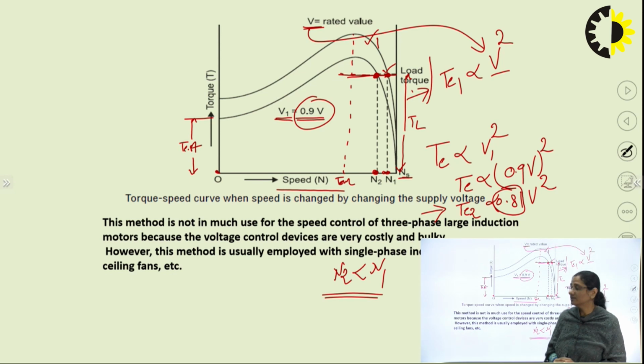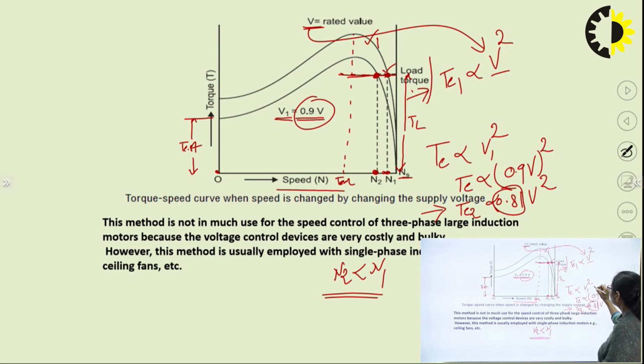The torque developed by the motor gets reduced, as torque developed is proportional to the square of the voltage. So, the new torque is 0.81 V square, or 81% of the previous value. A further reduction in voltage given to the motor will cause a further reduction in the operating speed of the motor. Now, remember, by this method we can only reduce the speed of the motor. We cannot increase the speed of the motor. Why so? Because continuously we cannot operate the motor at a voltage which is more than the rated voltage.